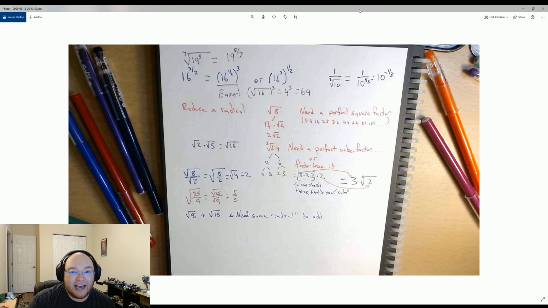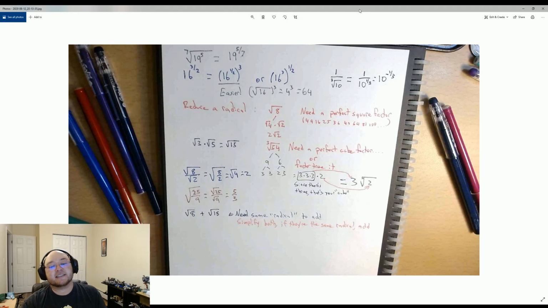When we are adding radicals, they have to be the same number under the square root sign or the cube root sign or the 4th root sign. So to basically do this, we need to simplify both of them and hope that that radical is the same. And then we're going to combine them. If those radicals, even after you reduce them, aren't the same, then you can't do anything and you're done.